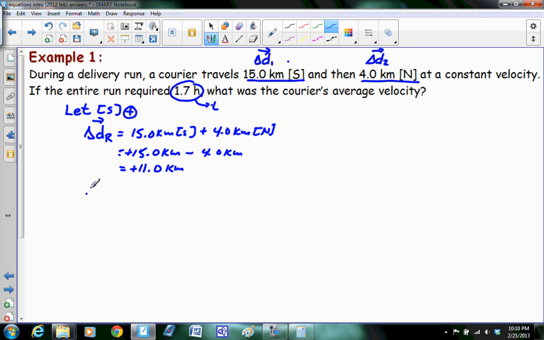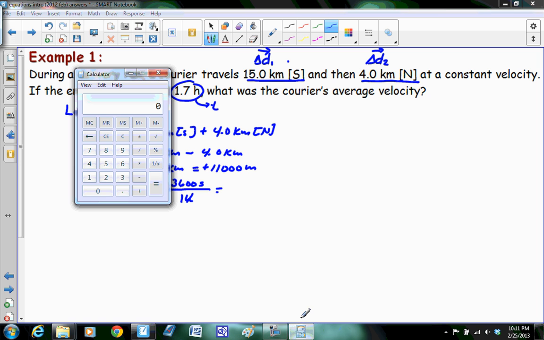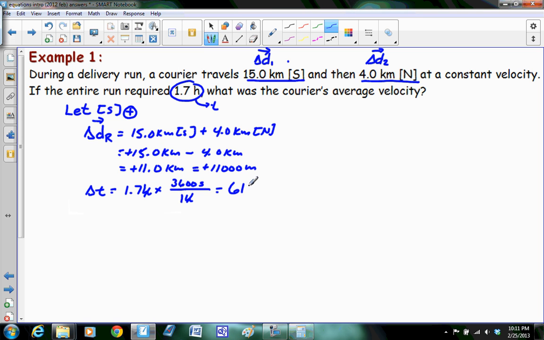Now the time was 1.7 hours. So in both situations here, we have to convert to standard units. You have non-standard units. So the 11 kilometers is easy to convert. It's going to be 11,000 meters south. And the time, the way to do that is to take the 1.7 and use the factor label technique. You don't have to show your work, but basically we know that there's 3,600 seconds in an hour. So you multiply that through. So let's see that 3,600 times 1.7, and we end up with 6,120 seconds. So those are my givens.